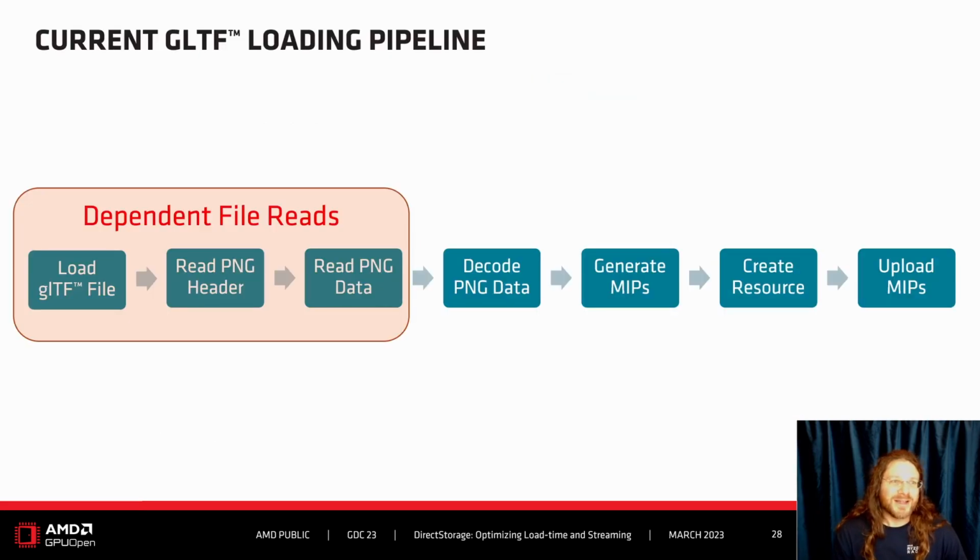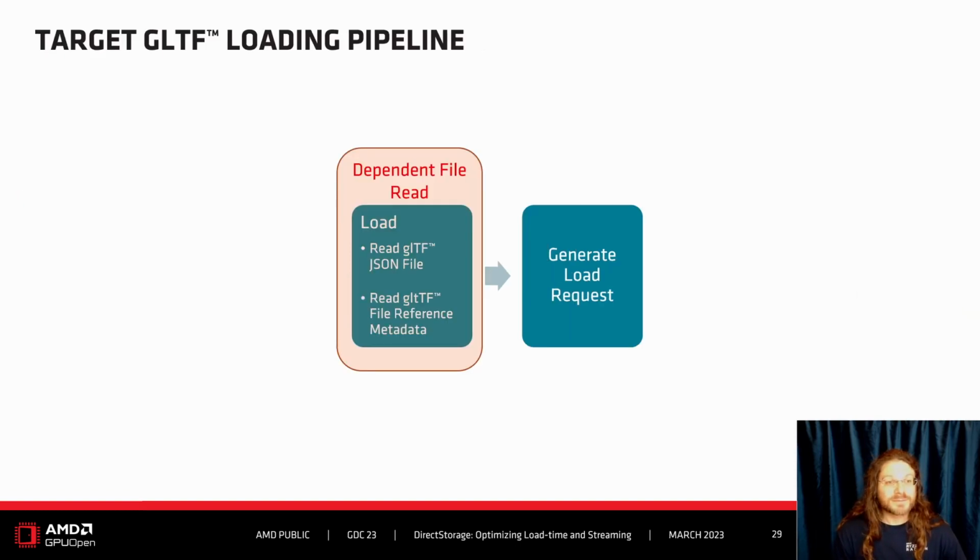And a modern GLTF loading pipeline looks like the following. We'll load our GLTF file, we'll read in the PNG headers, and we'll finally read in the PNG data. We'll decode the PNG data, generate the MIPS, create resources, and then finally upload the MIPS. However, it would be great if we could just load in the GLTF file and simultaneously load in all the metadata and generate the load requests for the data we need. However, before we can do that, we have to set the data up into a format that is pre-processed in a way that direct storage can read.